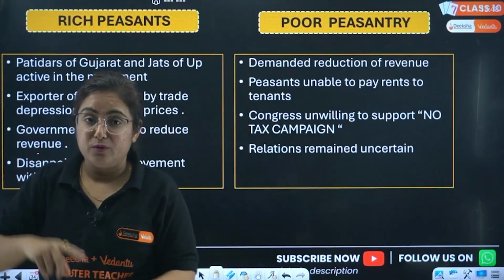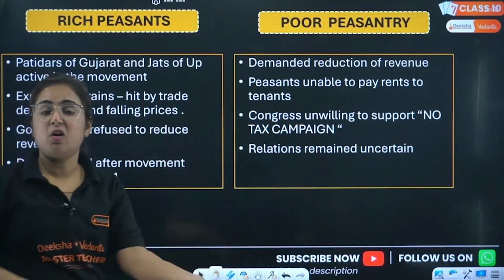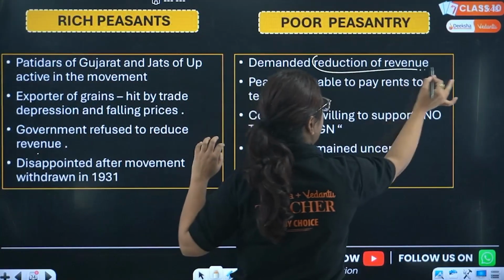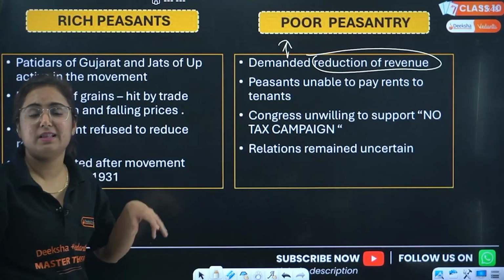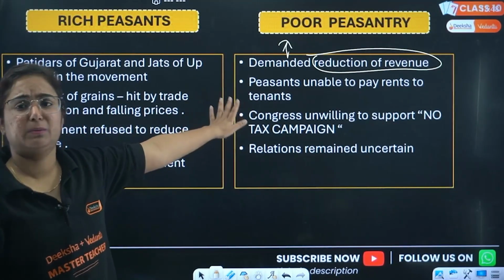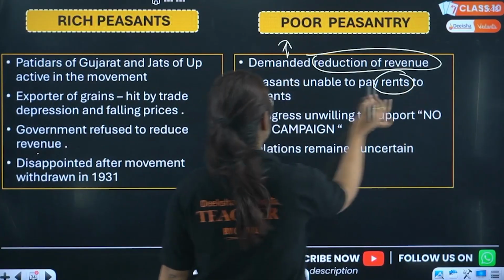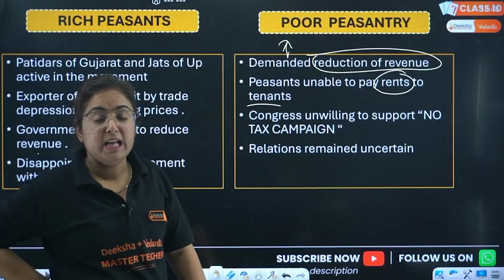Next, workers, small peasants, right? Peasants who are working on another people's land. Again, the same is about the reduction of revenue. There was high revenue, no profit was being made by peasants, and these people were the most affected by the Britishers. Right? They were not even able to pay the rents to the tenants. So these were not the rich landlords, right?